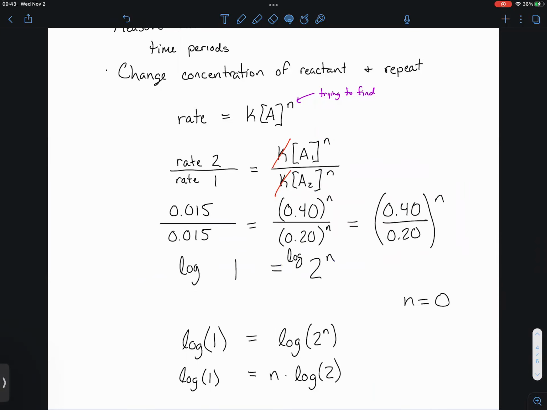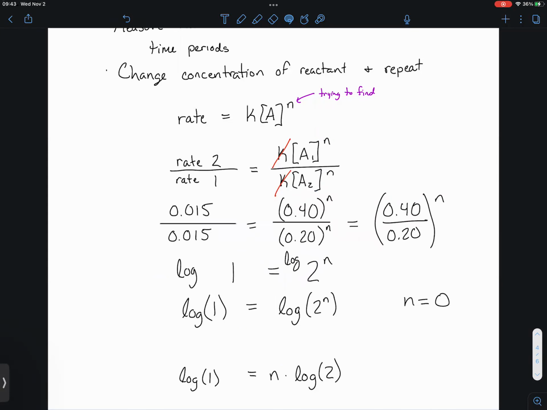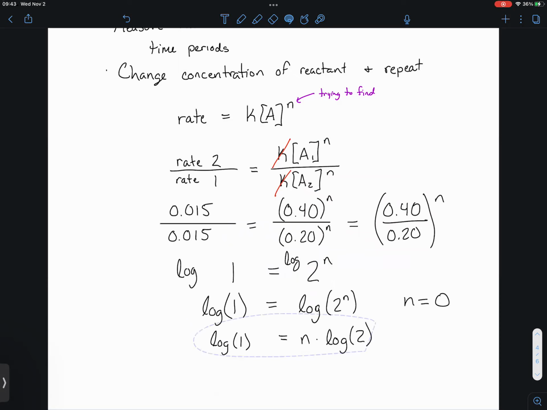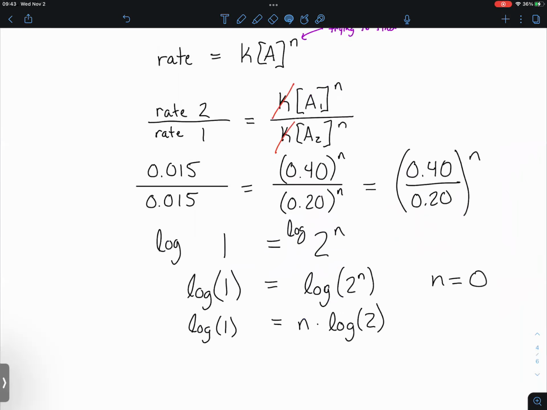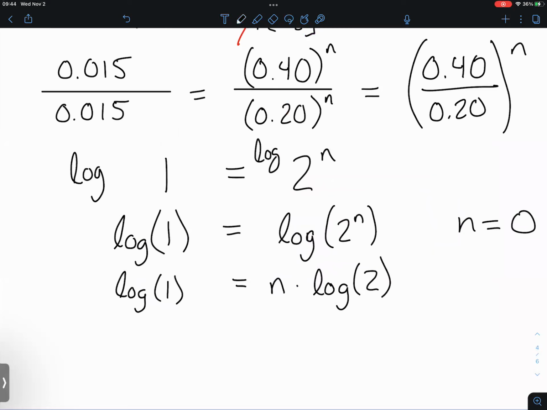Crunch all this up. All right, so then this means that n is just equal to the log of 1 divided by the log of 2. The log of 1 is 0. So it doesn't even matter what the log of 2 is. 0 divided by anything is just 0. Right? So that's how I can determine the rate order of this using this data.